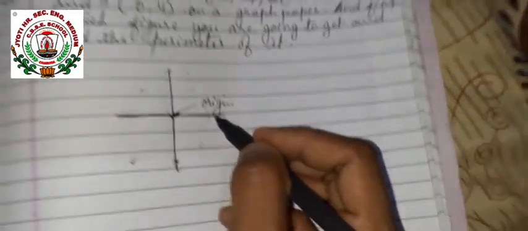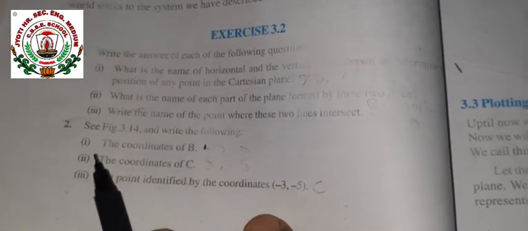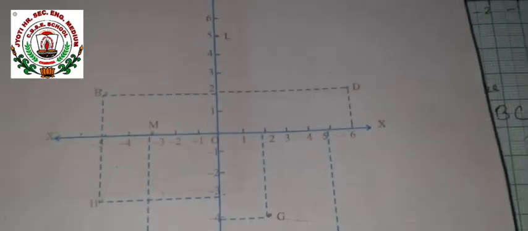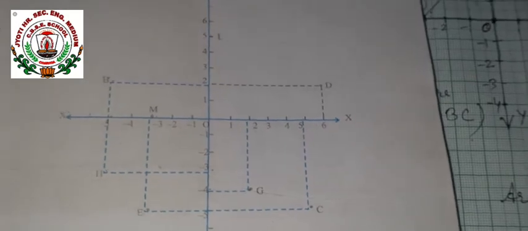Now let us move to the second question. For this second question, you can see what is asked. See figure 3.14. This is the figure. Everyone might be having this figure in their book, you can see. Okay.